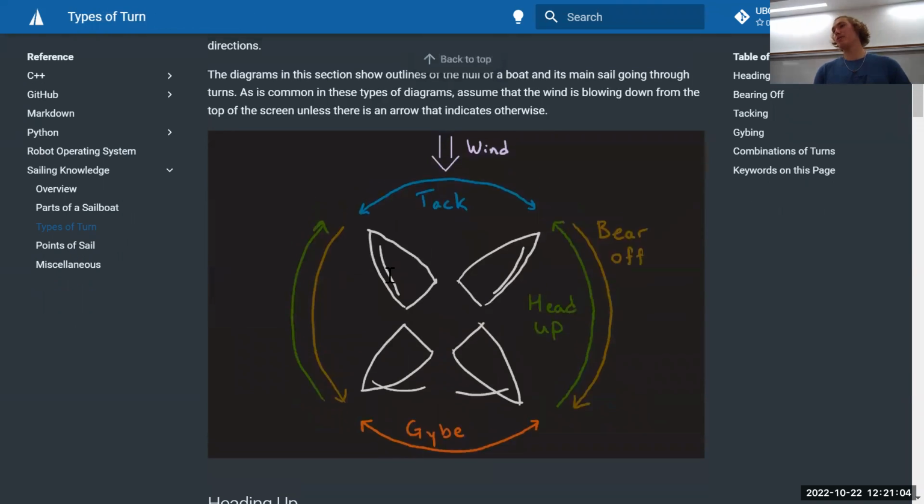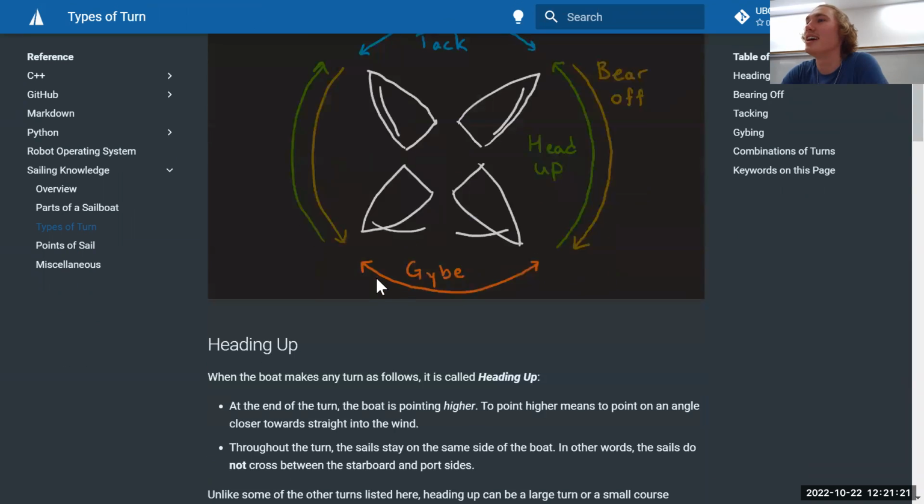So basically, we refer to turns based on 2 criteria. One is, does the sail switch sides or not? And then the other one is kind of, are you going, well, no, I'll just jump into it. Maybe I should make a flow chart to explain how you classify turns.